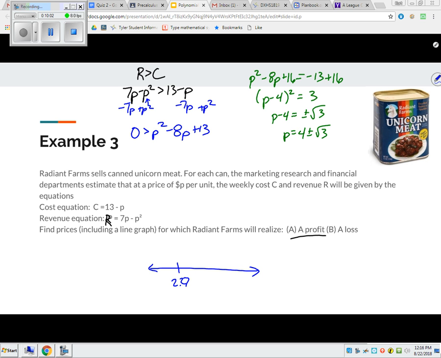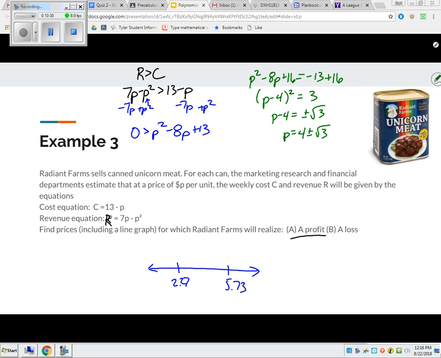Like I said, we call that a critical number for a reason, because at that point, I'm either going to start making a profit or I'm going to start losing money. Okay. On the other side, 4 plus the square root of 3 gives me $5.73. Again, something important is going to happen right there. So what I'm going to do is plug in my numbers and see what happens.